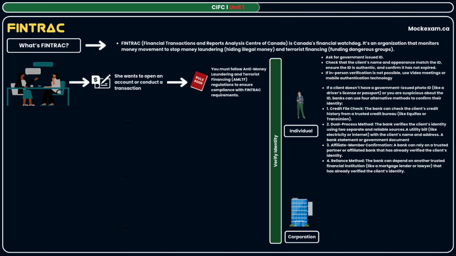The first alternative method is credit file check. The bank can check the client's credit history from a trusted credit bureau like Equifax or TransUnion.